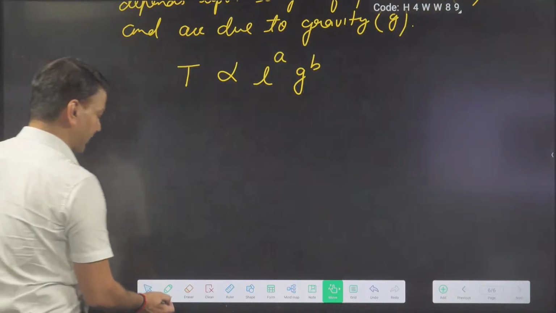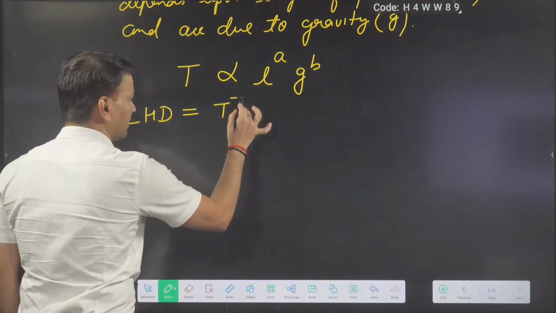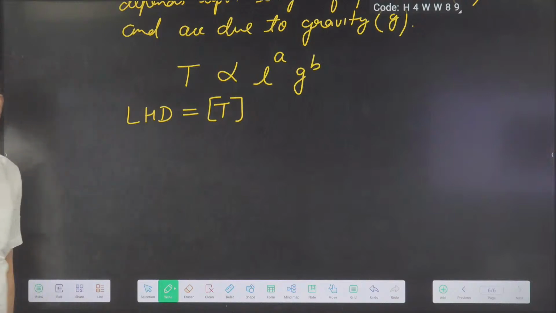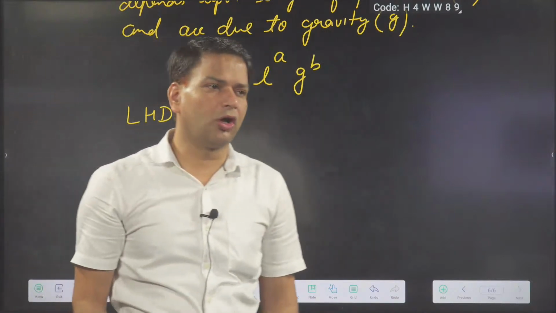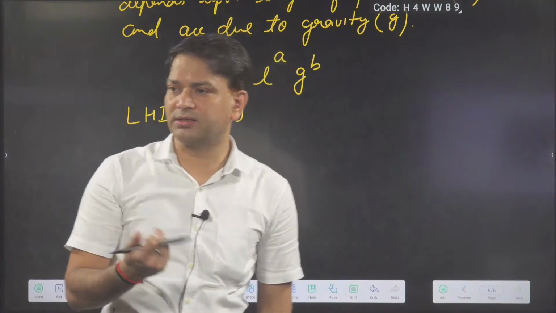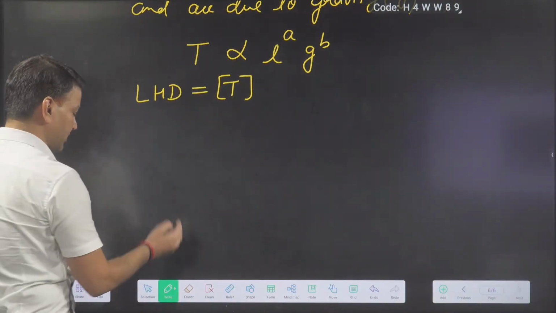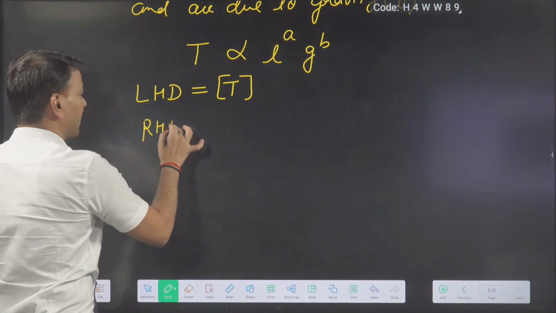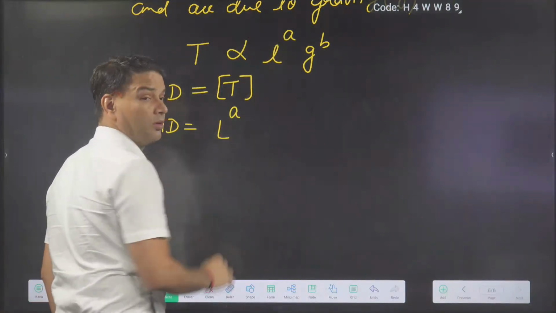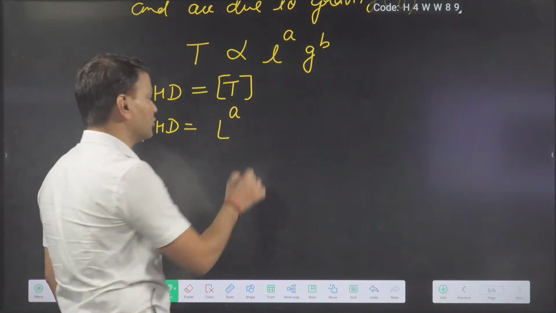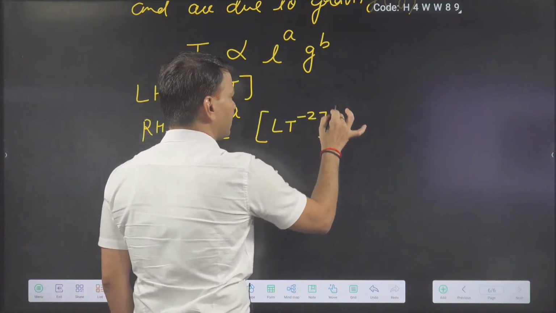Now left hand dimension. What is the left hand dimension? Left hand dimension is equal to T, because on the left hand only the time period is there. And what is the dimension of M? 0. What is the dimension of L? 0. Okay. Now right hand dimension if I write. So RHD is equal to L to the power A. G is LT to the power minus 2. Whole to the power B.